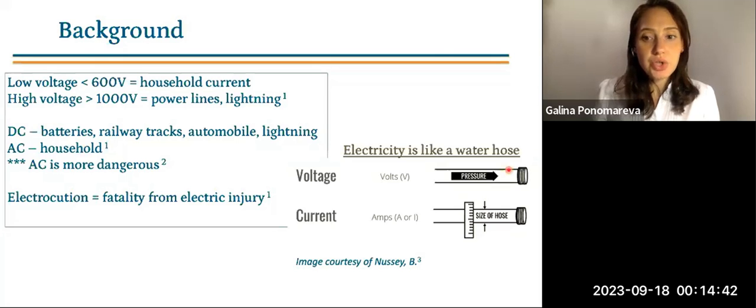The term electrocution refers to the fatality from an electric injury. So when someone receives an injury from an electric current that isn't fatal, we refer to that as electric injury.